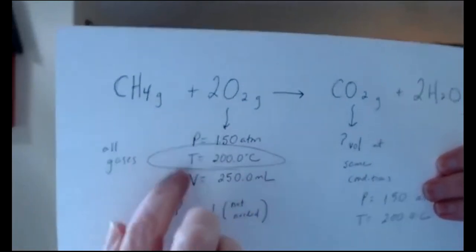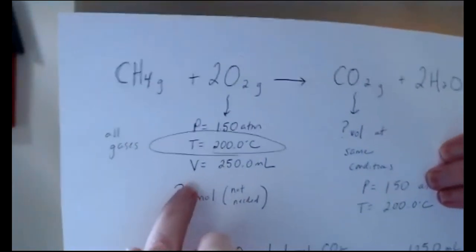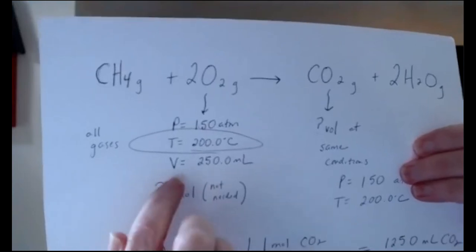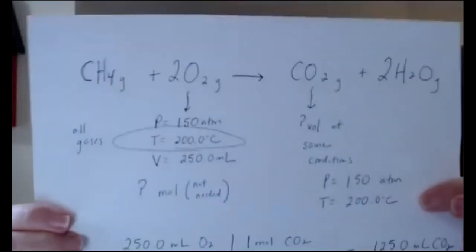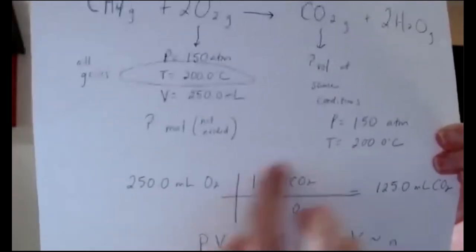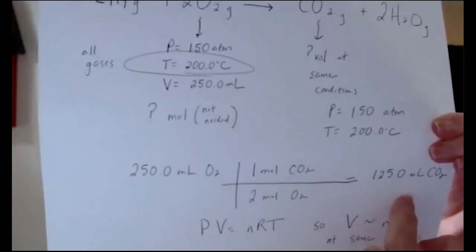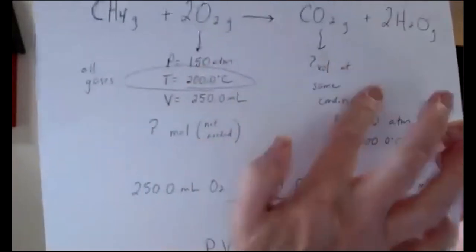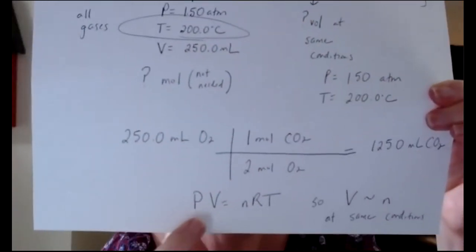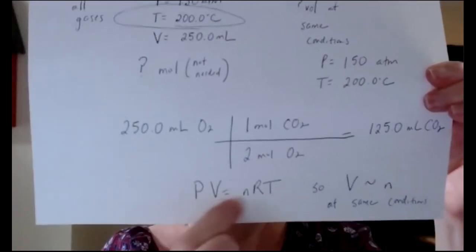If I give you these conditions, and there's a volume here of 250 milliliters, and I'm simply wanting to know what volume of this gas can we make at the same conditions, then you take your given volume times your mole ratio, and you get your answer. Why can we do that? I didn't change the conditions, so the volume is directly related. Does that make sense? It makes total sense.